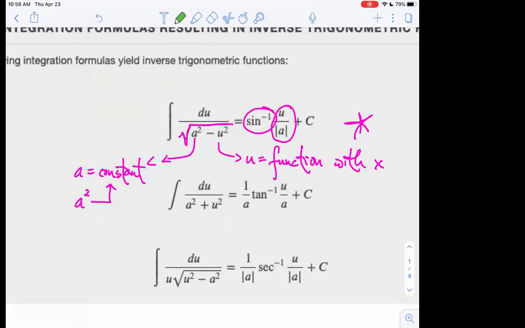Another super common one is the inverse tan one. And so what's different about this one is there's no square root, and it's a number squared plus some function of x squared. And when you find that integral, you will get this. 1 over a inverse tan of u over a plus c.